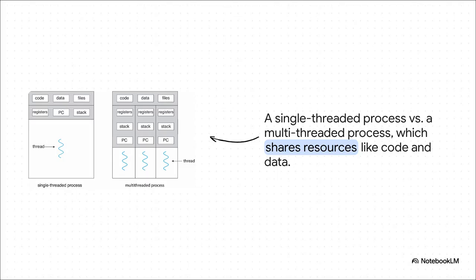And this visualizes the difference perfectly. On the left, you've got the old way. One process, one thread, doing one thing at a time. But on the right, you see the modern way. One single process, but it's full of multiple threads. Each thread is running its own set of instructions, but, and this is key, they all share the same resources, like the program's code and data. This team-up literally changed everything.